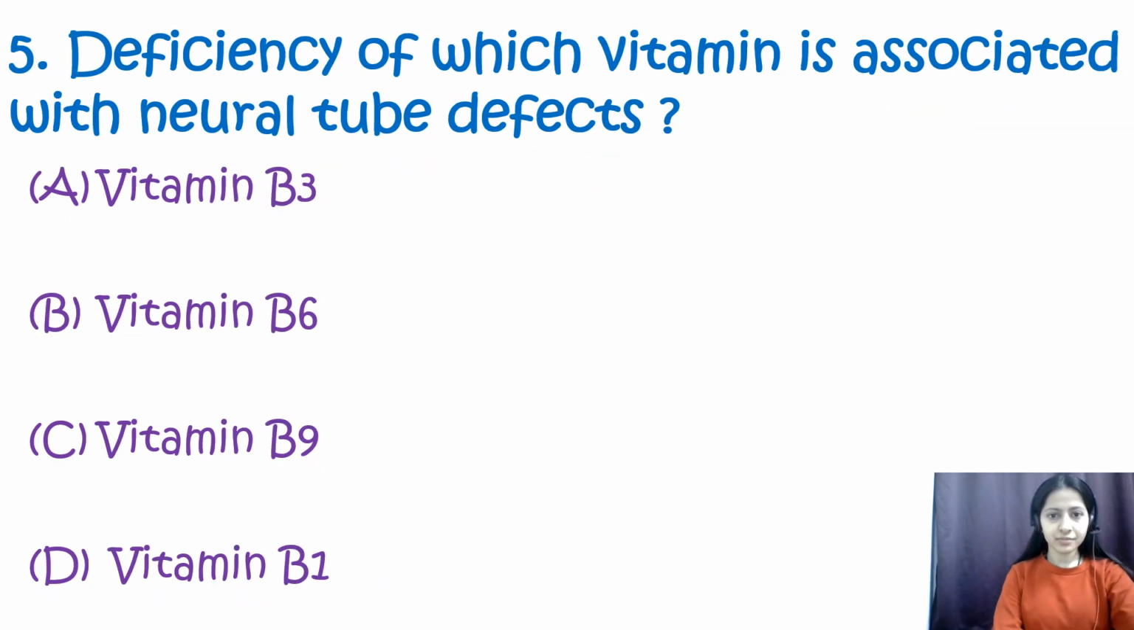Question number 5. Deficiency of which vitamin is associated with neural tube defects? Option A, vitamin B3, B, vitamin B6, C, vitamin B9, and D, vitamin B1. So the correct option is option number C, that is vitamin B9. So write down the names of all these vitamins.